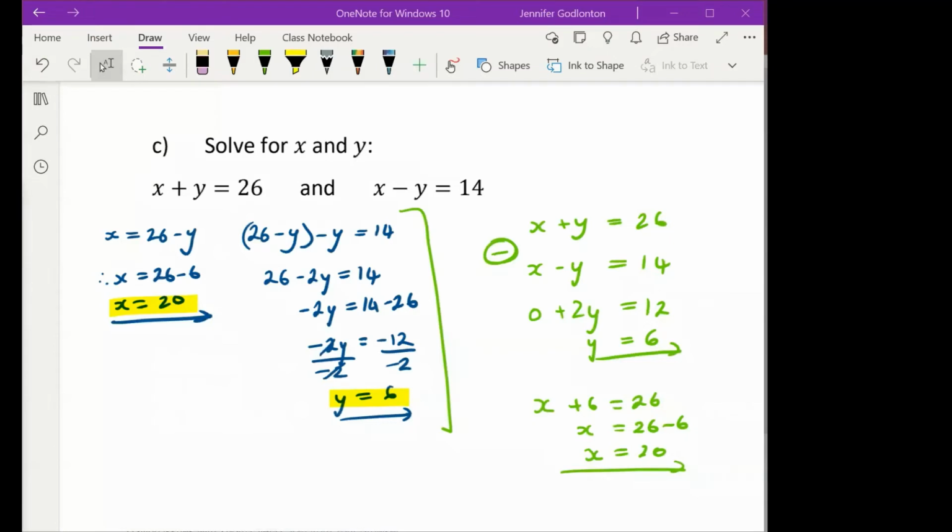Ma'am, I had a question, but now I figured out where my mistake was. When I took the 26 to the other side, I forgot that I had a negative 2y, but I wrote it down as 2y instead of negative 2y. That's great that you figured out where you went wrong. That's awesome. Good job. Okay, so how can I help?